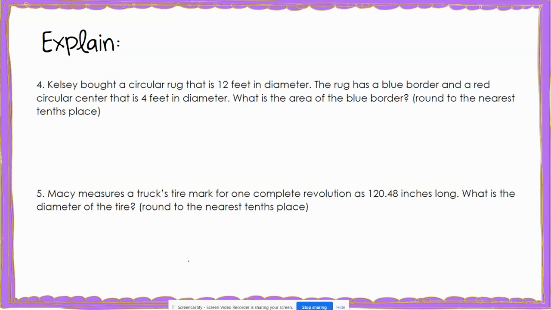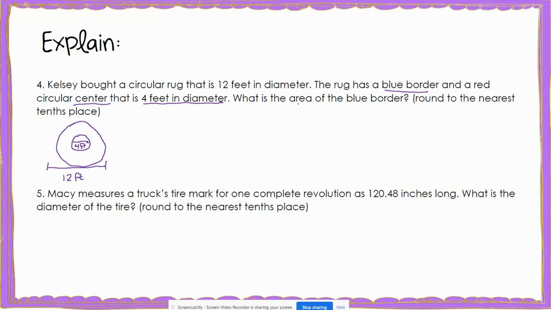Well, there is actually a lot going on in this problem, and the best way to figure this out is to actually draw yourself a picture. So if we have a circular rug, we know that the whole rug has a diameter of 12 feet. But we also know that there is a blue border and a red center, and the red center has a 4-foot diameter. So that means that there is a red center right here that has a 4-foot diameter.